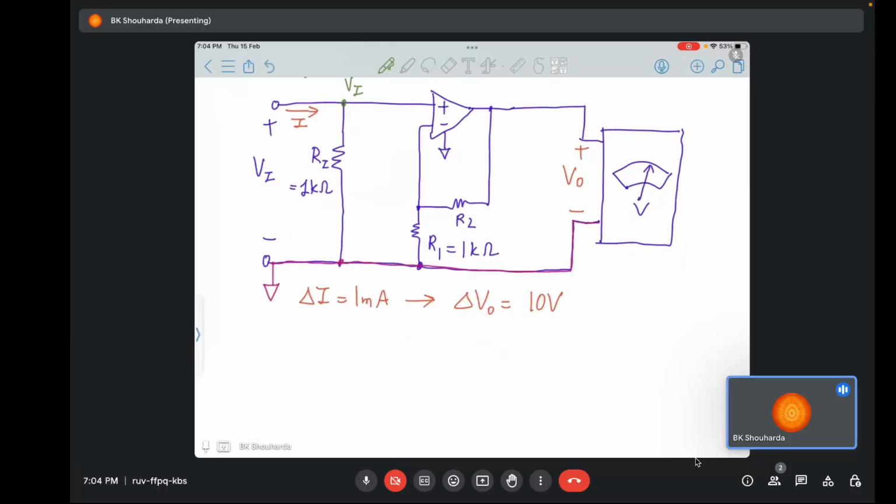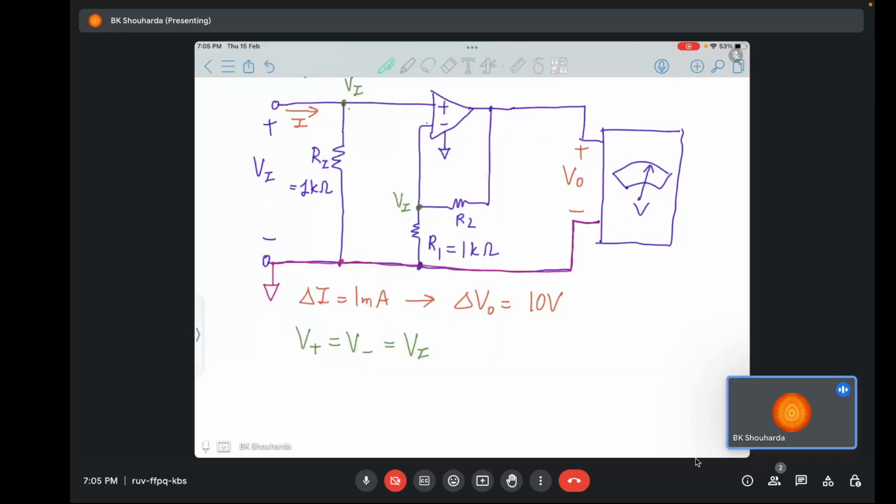and note that since this is an op amp in negative feedback, we can apply the virtual short concept. So the voltage at the positive terminal V plus should be equal to the voltage at the negative terminal V minus. And what is that? That is equal to Vi. So this point over here will also be Vi. All right.